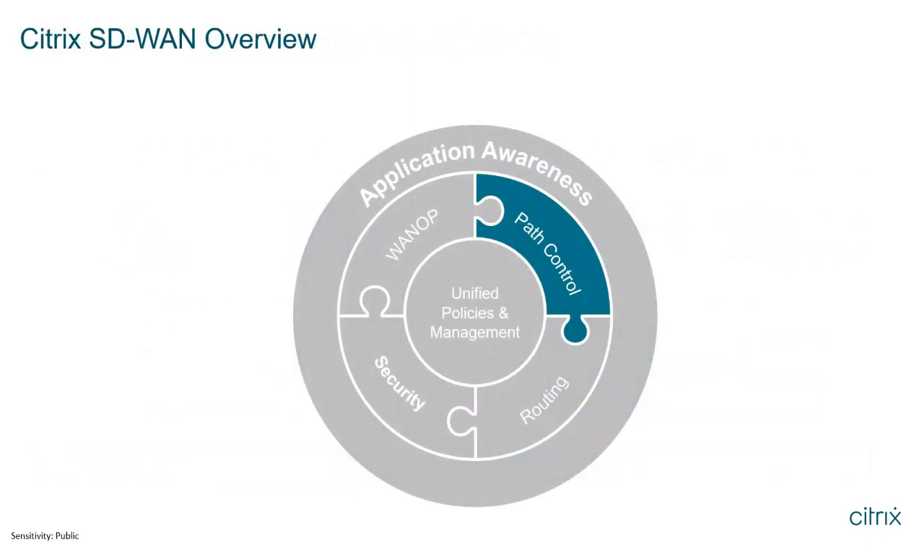So again, we're going to go back to this, and I think what we're going to talk about today is a couple of them. We're going to talk about path control, which is a lot of what people think of when they think of SD-WAN, and we'll also talk about the WAN optimization pieces, what they are and how they differentiate here.